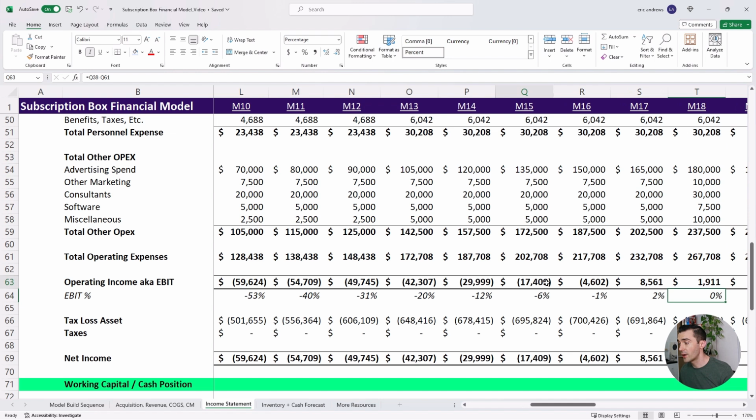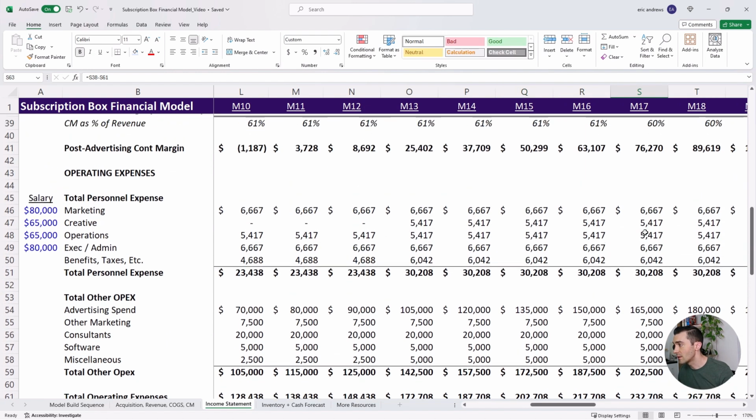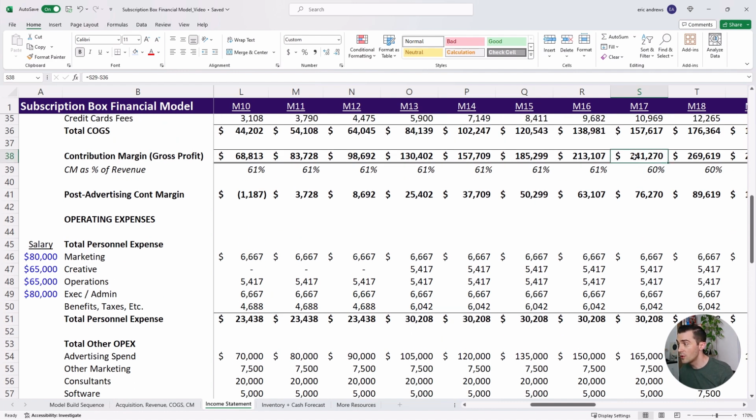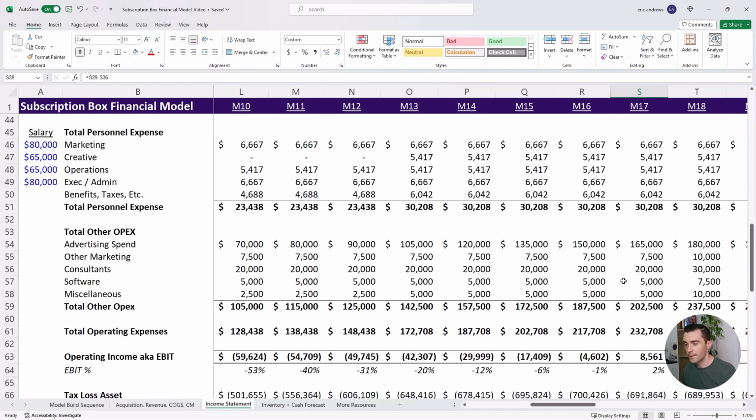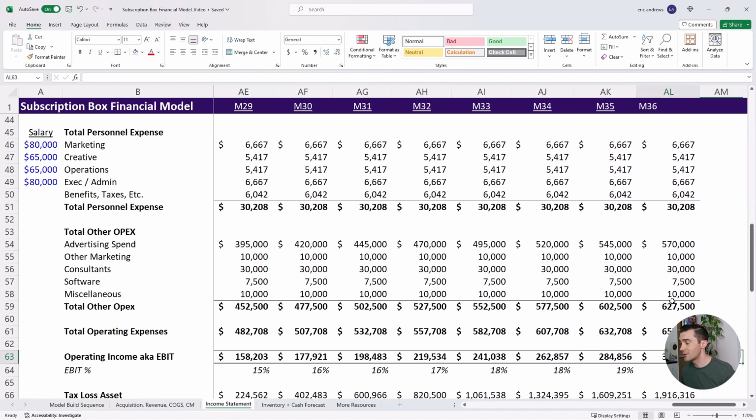Does our operating income turn positive? You'll see it happens in month 17. So that is the point at which our contribution margin exceeds all of our operating expenses. So 8,500, we hit a 2% margin, and then we scale, scale, scale, and we eventually get to a 19% margin in month 36. So this means we're making money, right? We're good? No. It absolutely does not mean that we're making money, because we are running a CPG business.